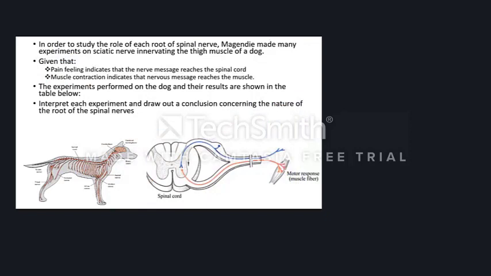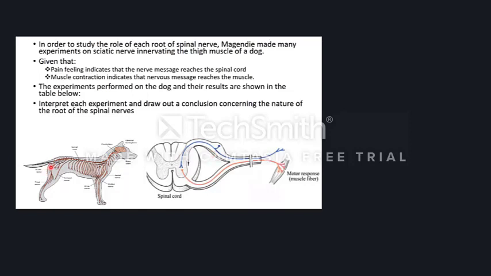Now, when Francois Magendie, a French physiologist, saw this structure of the spinal cord and these two roots of the spinal nerve, he posed a problem. He said, what is the role of each root of the spinal nerve? And in order to answer this question, he made many experiments on the sciatic nerve.